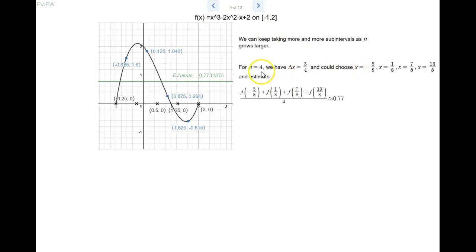So now suppose n is 4. Then delta x is 3 over 4. So I have 4 subintervals of length 3/4. And then I'm choosing the midpoints of each of those subintervals. And again, I could choose any x value in those subintervals. Summing the values and dividing by 4, I get 0.77. So continuing on like this, we've seen enough of these examples where we let n get larger and larger and get a better and better estimate.